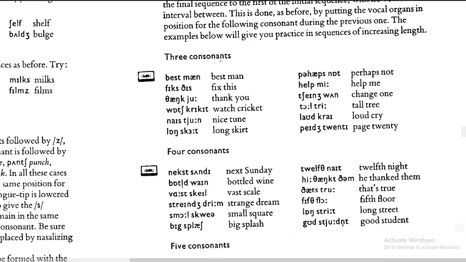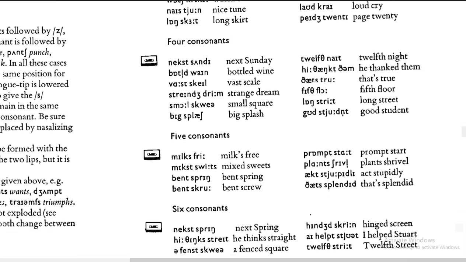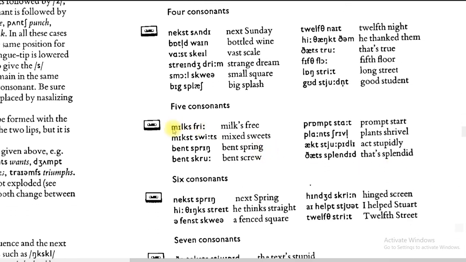اوكي نيجي على الحالة التالية اللي هي 5 consonants. Milks free, milks free. شوفوا k, s, 3 consonants, and then the next word starts with 2 consonants, f and r, so we will have 5 consonants in sequence. Mixed sweet, mixed sweet, k, s, t, and s, w, 5 consonants in sequence.